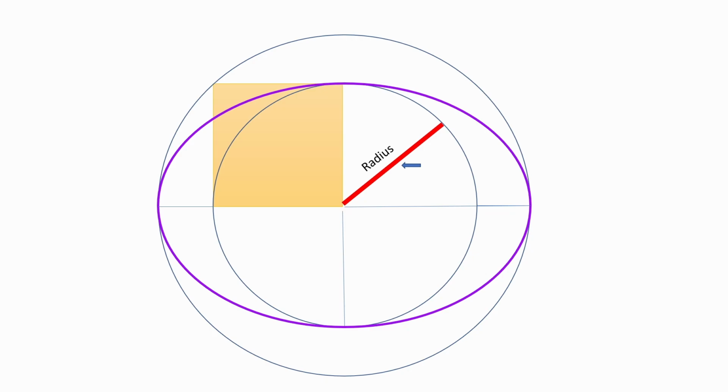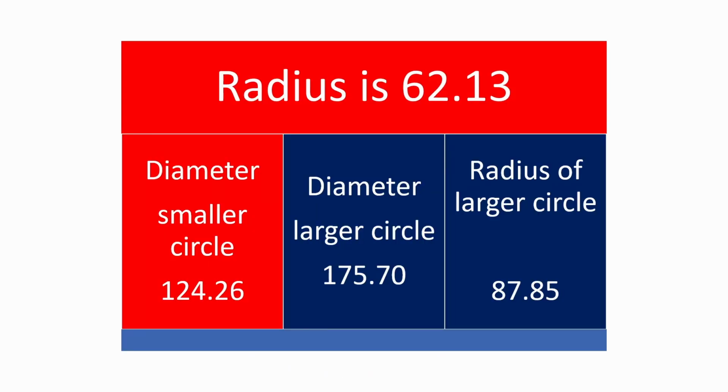There is a geometrical reason for viewing it in this manner. We've still got our red and blue, but up here, it's not purple, it's red. The radius is red. Radius is 62.13, the diameter, which is just simply radius multiplied by 2, is 124.26. The diameter of the larger circle then is 175.70, and the radius of the larger circle is 87.85.